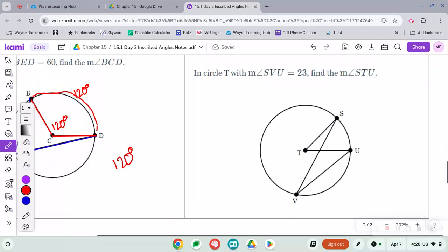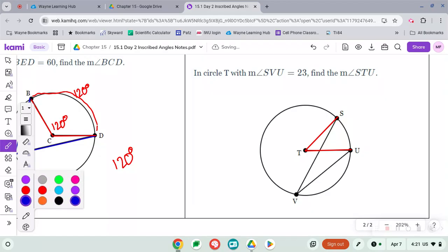So you always have to decide which one do you have. It says circle T, so right off the bat that tells me T is the center. So I know STU, that I highlighted in red, is the central angle. That's what I'm finding. I also know then that SVU is 23 degrees. If I double that, I get 46 right here. And I know then that the answer is 46 degrees. That is our answer for this central angle because the central angle matches the arc here.